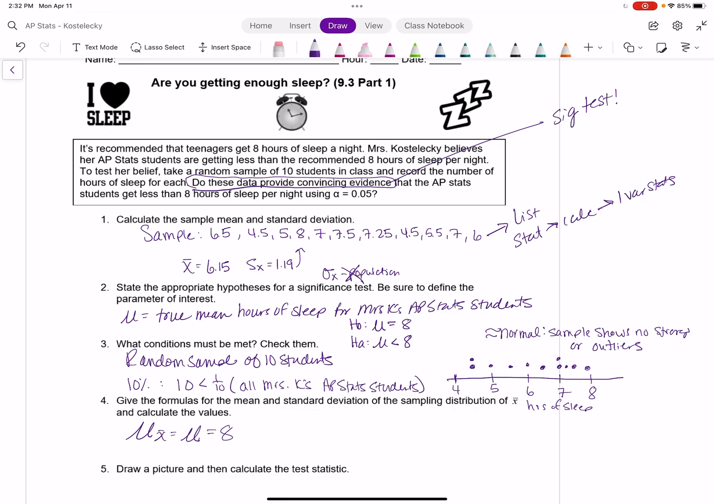Okay, my standard deviation. So the standard deviation of x bar, this is the standard deviation of my sampling distribution. That is equal to the standard deviation divided by the square root of n. We don't know our population standard deviation, so I have to use my sample standard deviation divided by the square root of n, which is now my standard error, and that equals 1.19 over the square root of 10, which is 0.376. Okay, so standard error.